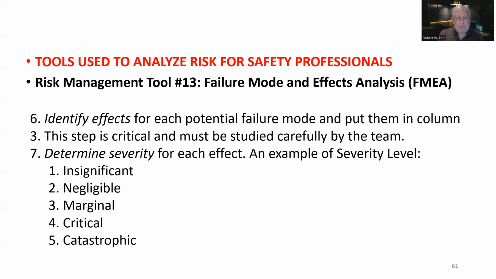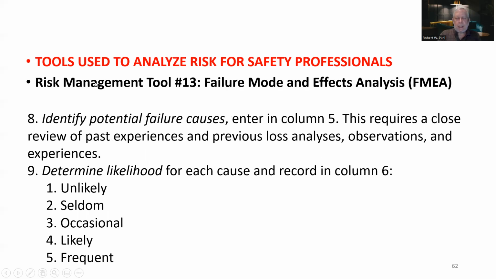Determine severity for each effect. An example of severity level is insignificant, 1, negligible, 2, marginal, 3, critical, 4, and catastrophic, 5. That's just an example of one somebody has in mind for a severity level. Identify potential failure causes, enter in column 5. This requires a close review of past experiences and previous loss analysis, observations, and experiences.